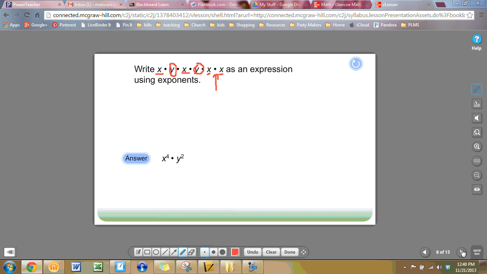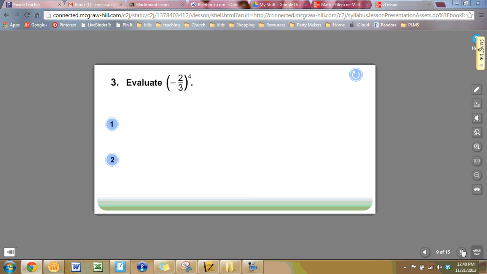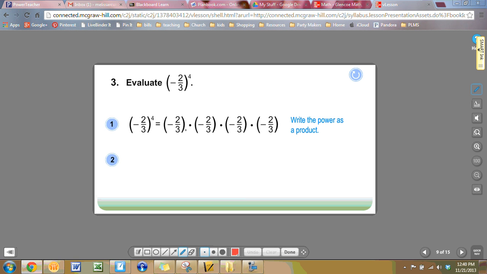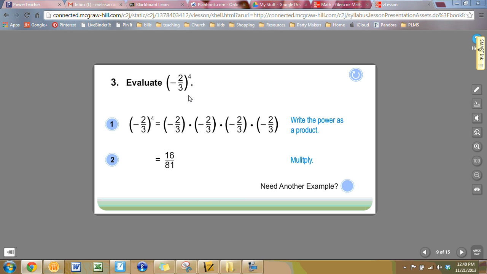All right. Now, what if I have a fraction? Well, my exponent still means the same thing. It still means there's 3 of those, or 4 of those. So I would write it out this way, where I end up with 4 of these. And then if I wanted to evaluate it, which means to actually find its value, I would need to do the actual multiplication.